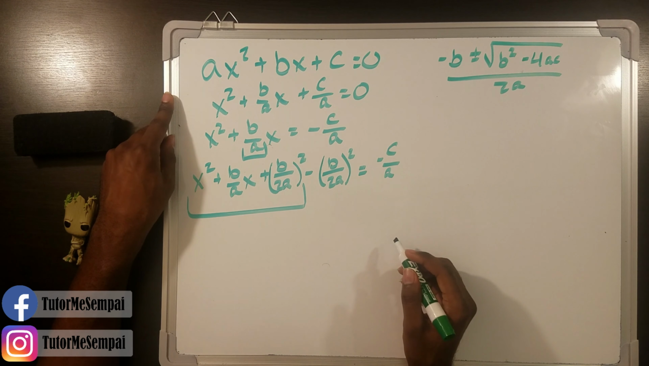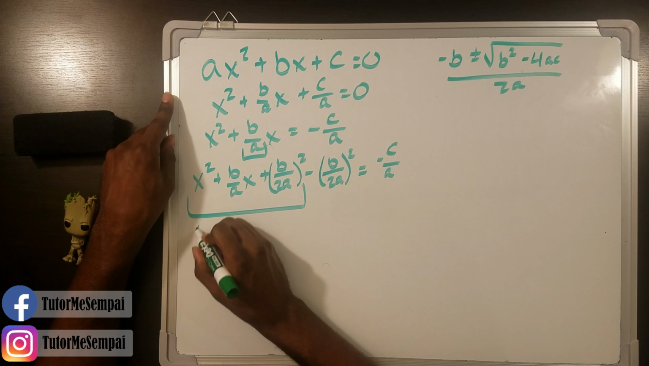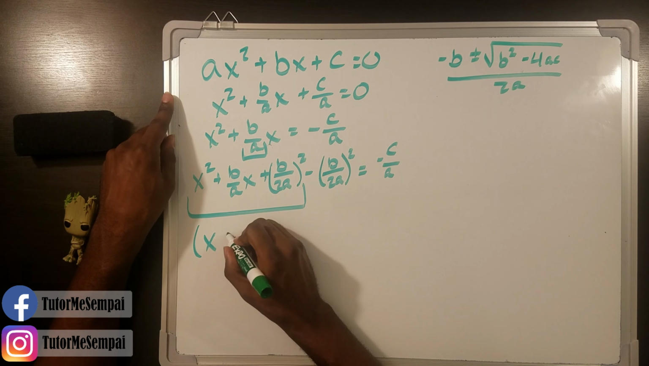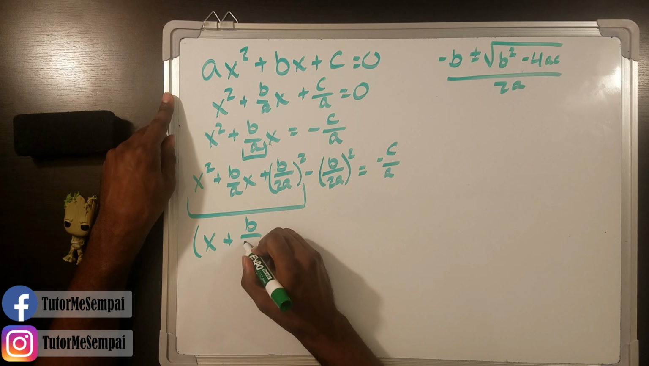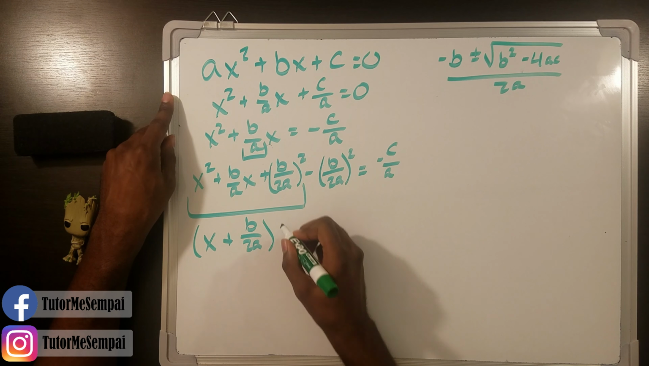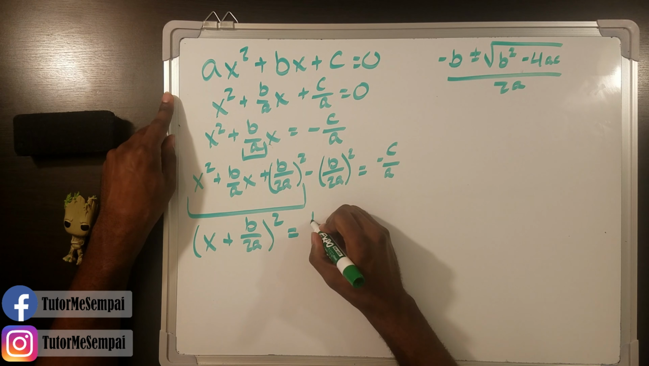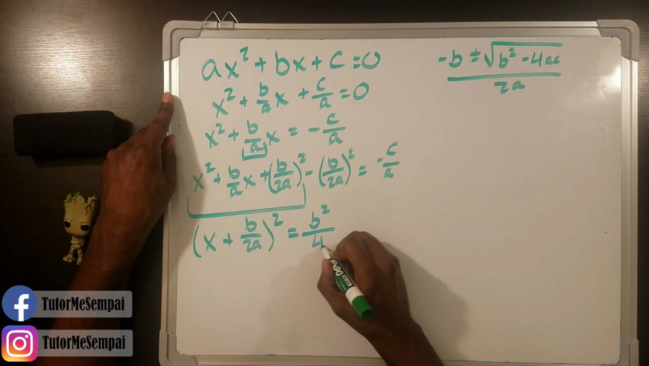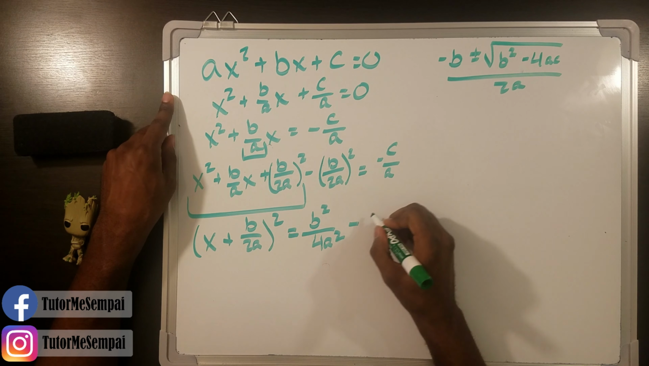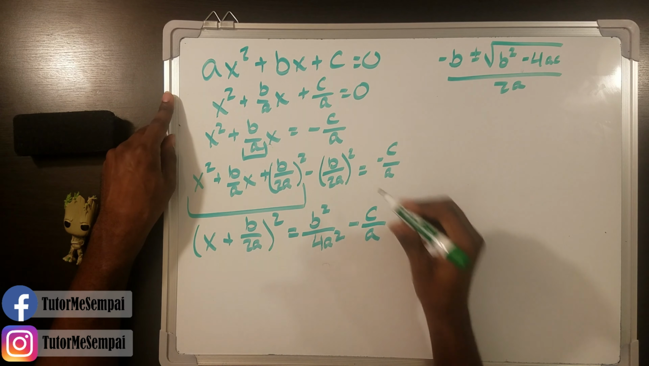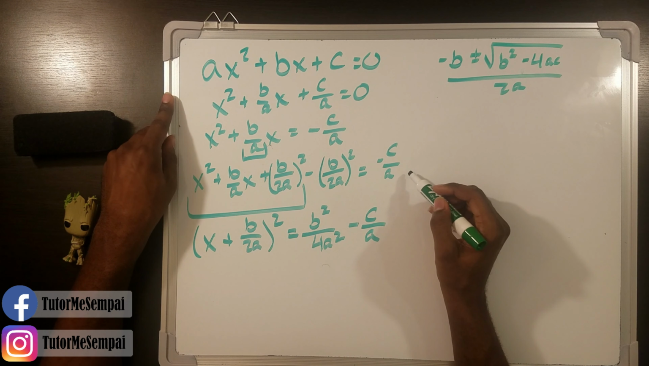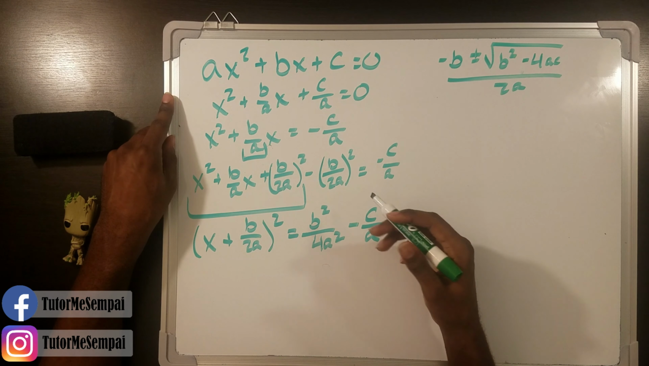and we can move this to the other side. So this is going to simply be x plus b over 2a all squared equals b squared over 4a squared minus c over a. I went ahead and added this to both sides and did the squaring all in one step.